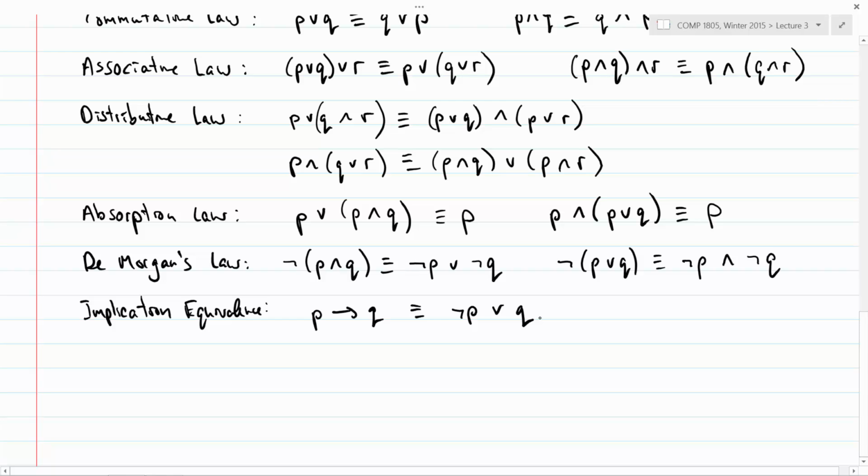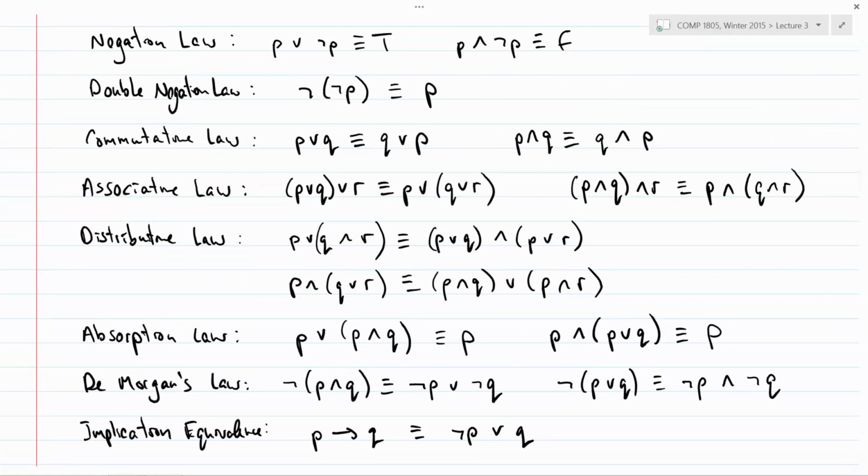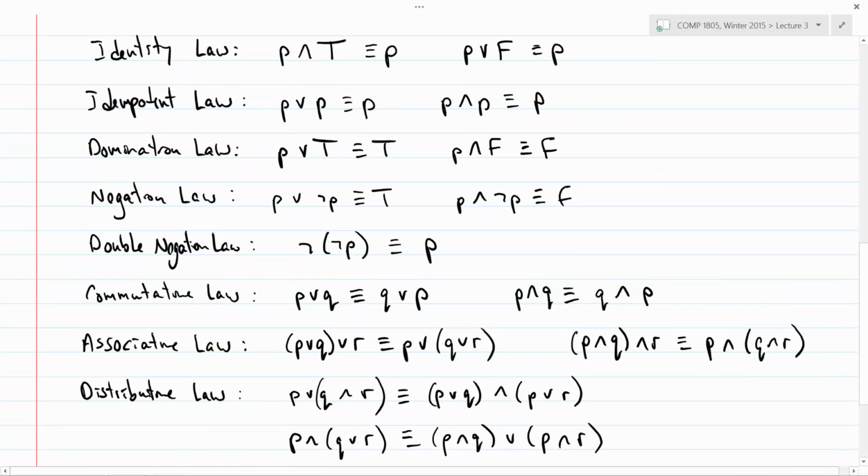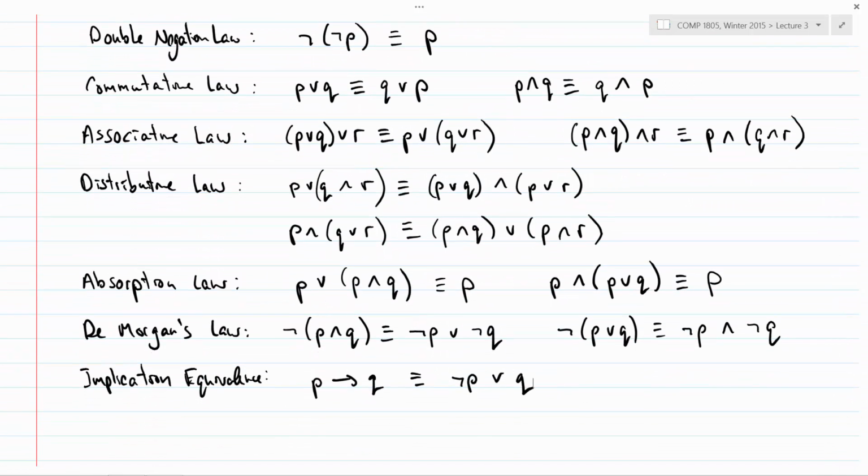So notice that all of the rules I've listed here, except this very last one, implication equivalence, none of them deal with implication. It's all ands, ors, and nots. So that tells you when you're working with these things, the first thing you do is get rid of implications, because we don't really have any rules that apply to them. So to get rid of them, you just apply this rule, and then you can carry on with the other rules.